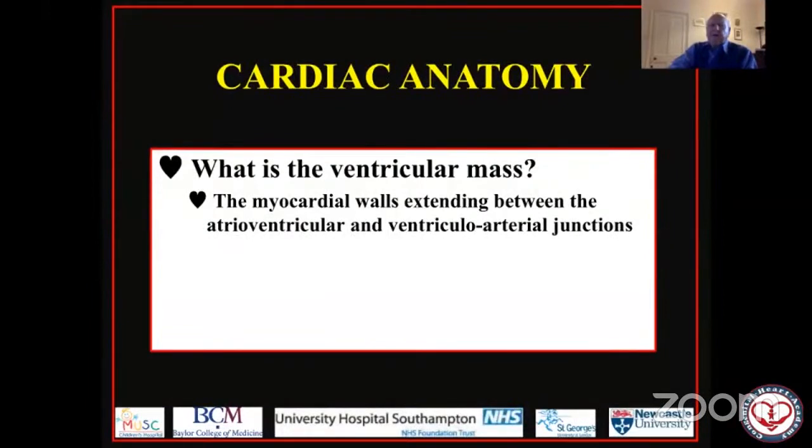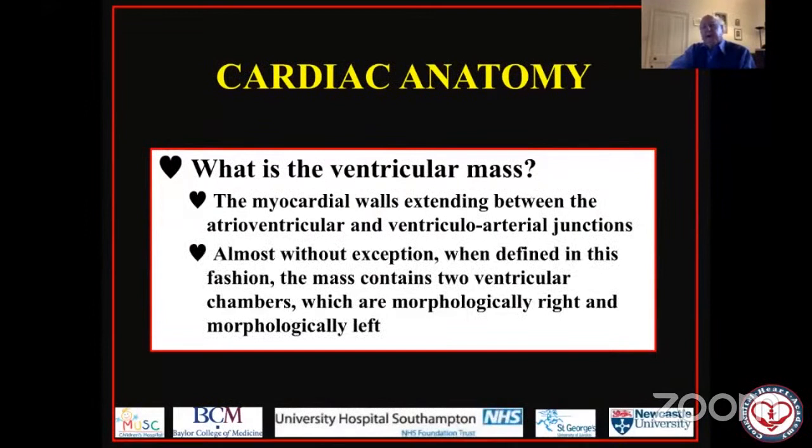Junctions are true anatomic entities. And then I've told you we're going to concentrate on ventricular topology, because you will all be well aware that almost without exception, we find two chambers within the ventricular mass, and they are morphologically right and morphologically left. So the potential problem is how we distinguish between them. As you will see, that is where topology comes into its own.